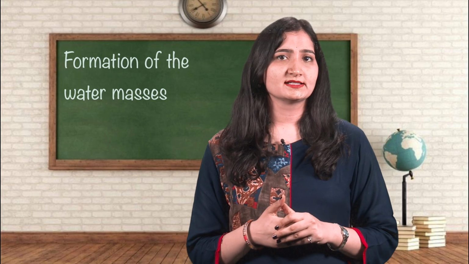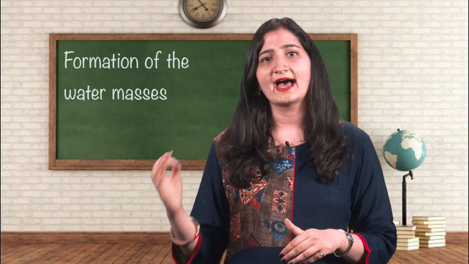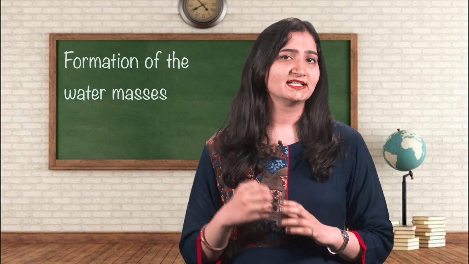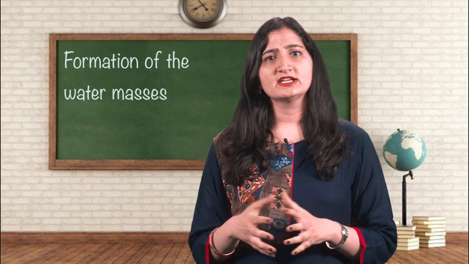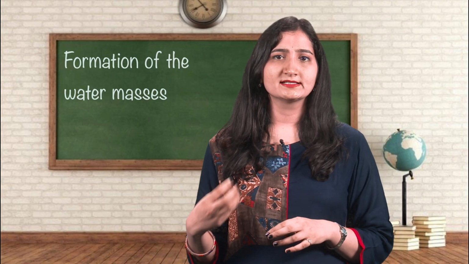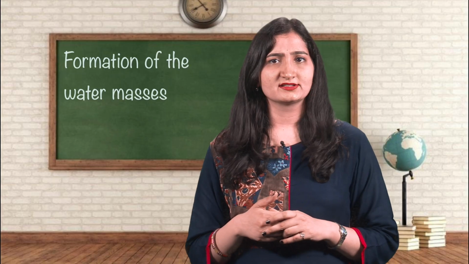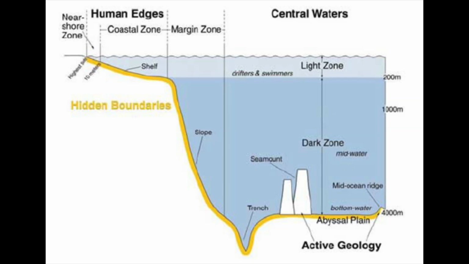Formation of the water masses. It is on the surface of the ocean that the water retains its original characteristics of temperature and salinity. Any modifications that occur to the TS relationship are brought about by mixing with water masses lying nearby with different characteristics. The mixing may be either vertical or horizontal.